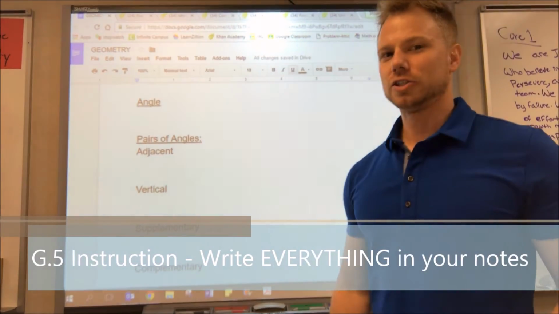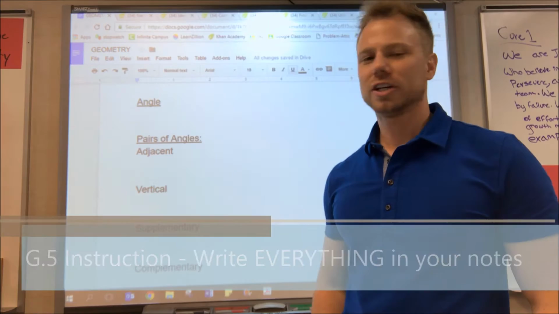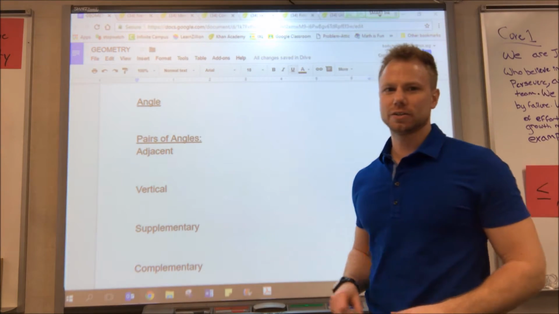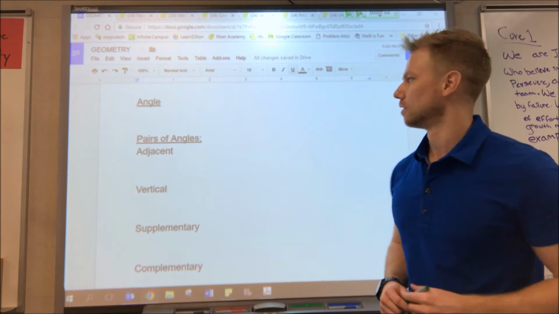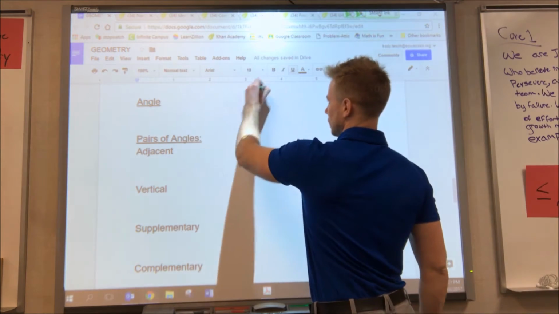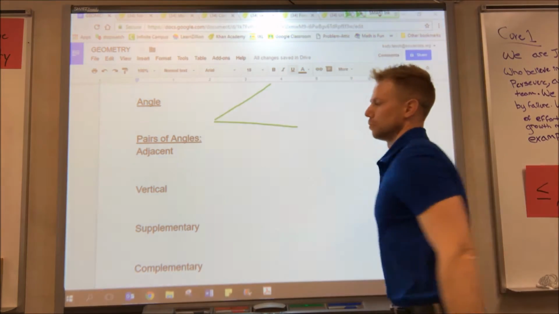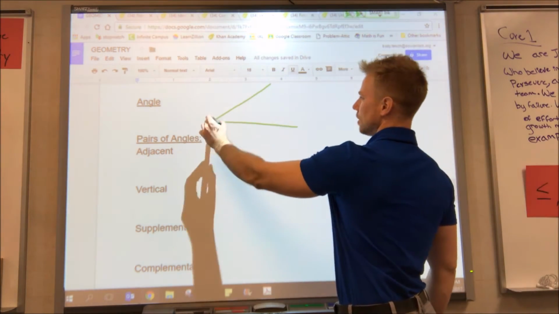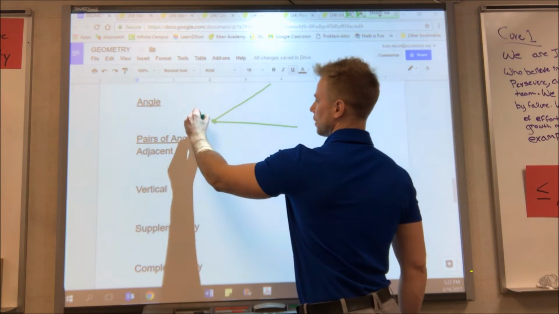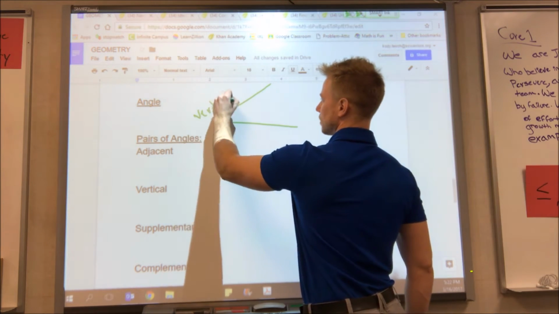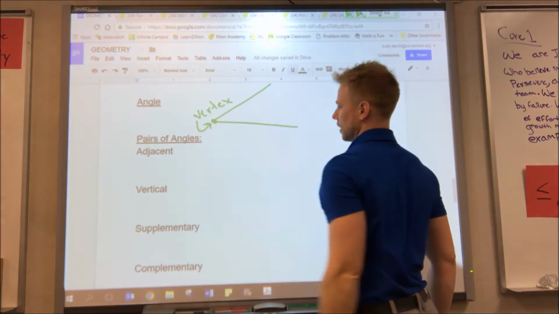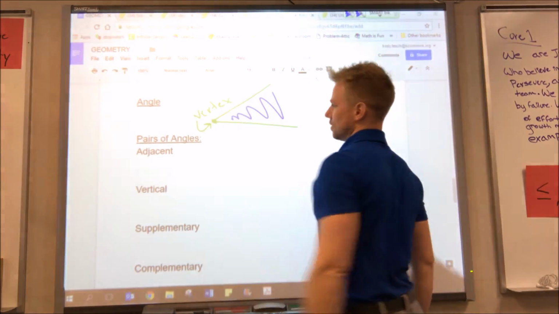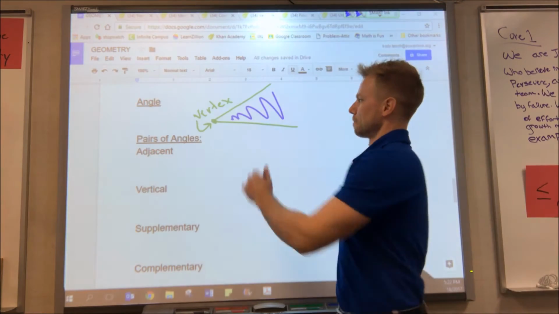We are talking about G5 and angles and different kinds of angles. Before we get into different kinds of angles, first we need to understand what an angle is. An angle is the space between two straight lines. So I have two straight lines here that intersect at a point over here called the vertex. That's right there. The space that is in between them is the angle, okay?